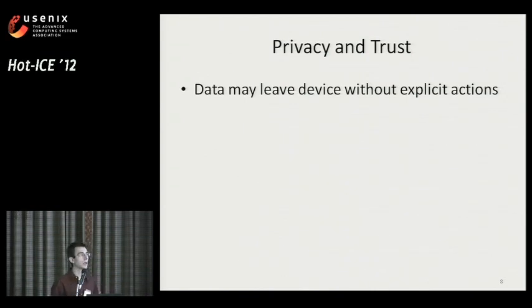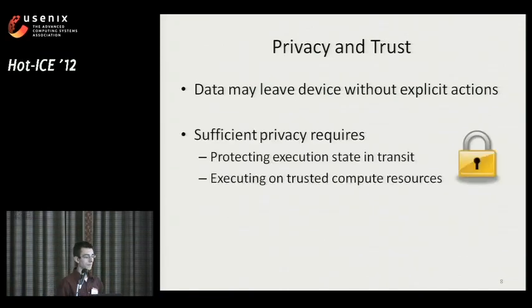The data is part of the execution state of an application, and so as soon as that execution state gets transferred to a remote resource, that data can potentially be compromised. And so in order to ensure sufficient privacy, we need to do two things. First of all, we need to make sure that the execution state is protected in transit if there's a risk that that data is going to get compromised as it's being sent across the network.